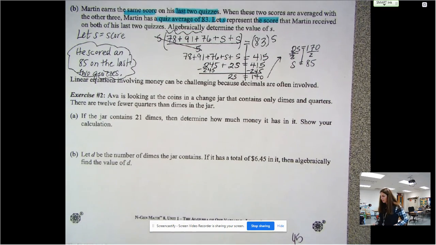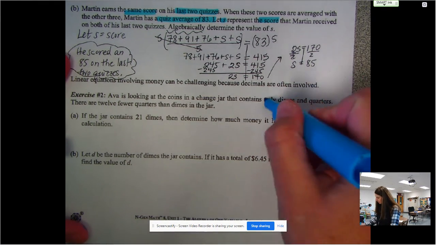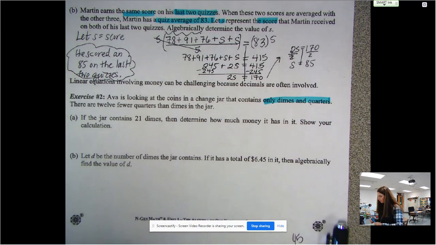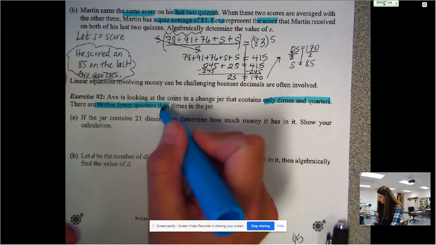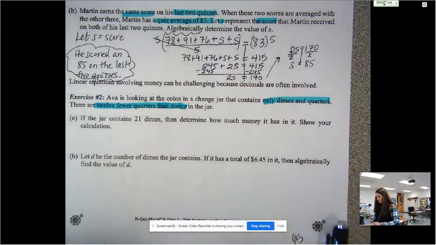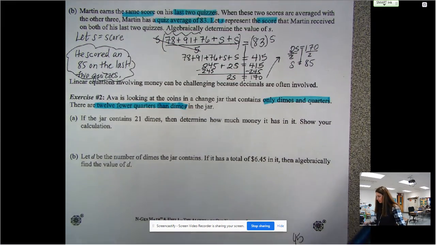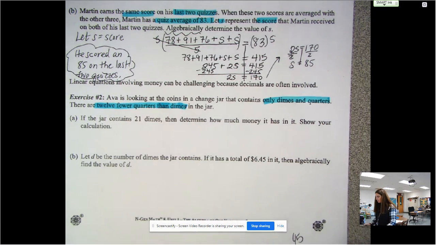Exercise number 2. Ava is looking at the coins in a change jar that contains only dimes and quarters. Probably important that we know it's only dimes and quarters. There are 12 fewer quarters than dimes in the jar. If the jar contains 21 dimes, then determine how much money is in it. Show your calculation. So this is our if.